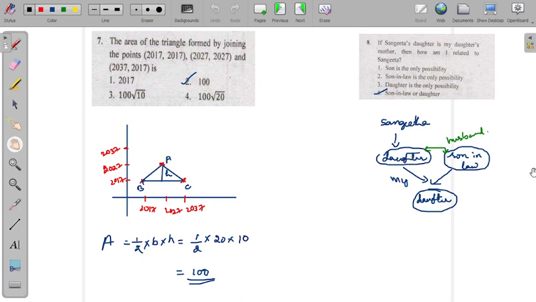Okay, that is one possibility. Son-in-law also can tell that, meaning Sangeeta's daughter's husband. Son-in-law also can tell it the same way: Sangeeta's daughter is my daughter's mother. So son won't come. If a son is telling that Sangeeta's daughter is my daughter's mother, that is impossible because a son and daughter combination is possible only with the husband of that daughter, not with another person. So fourth option, son-in-law or daughter.